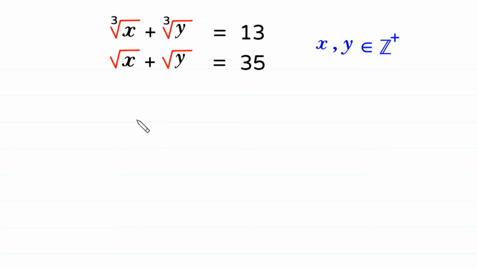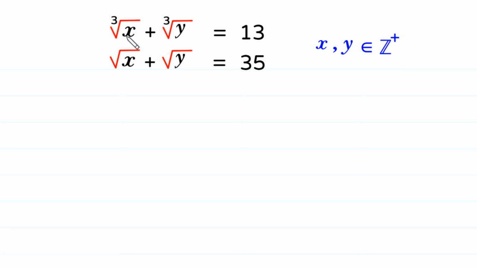Hello, welcome to how to solve these equations for x and y. Cube root of x plus cube root of y is equal to 13 and square root of x plus square root of y is equal to 35, where x and y are positive integers.